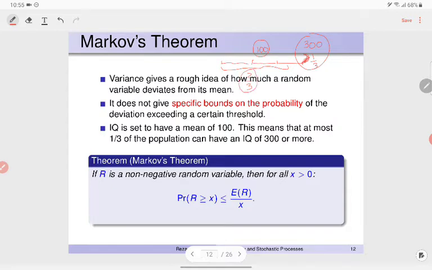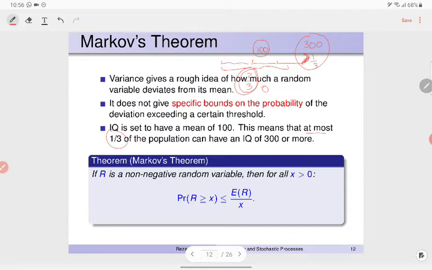the other 2/3 will basically have an IQ of 0. That's the only thing we can do, because of course it cannot be negative. It can only be 0. So therefore, for this 1/3 of the population, the maximum IQ that they have is equal to 300. So that means there can never be more than 1/3 of the population with an IQ of 300 or more. And this is what is expressed by Markov's theorem.